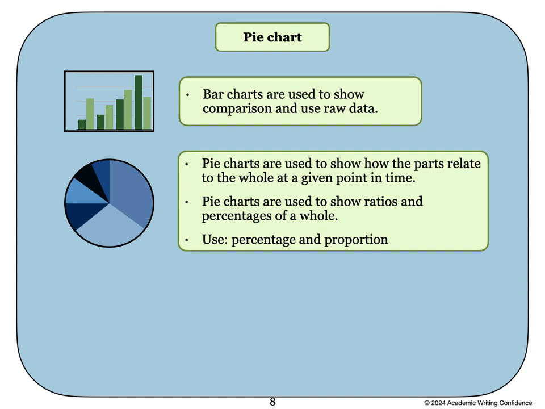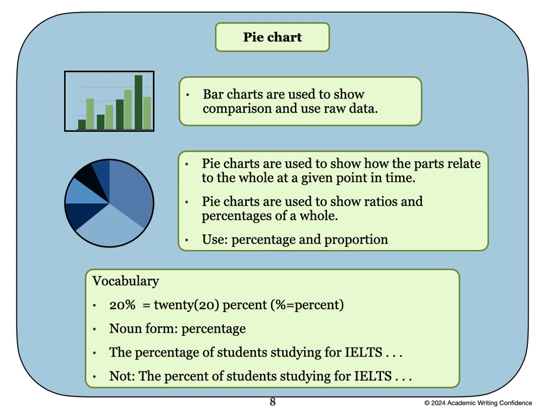There are certain vocabulary words that can be used in pie charts. You will use percent or percentage. For example, 20%. We can also use the noun form percentage. However, we need to be careful to use this word correctly. The percentage of students studying for IELTS is the correct way. We do not say the percent of students studying for IELTS.